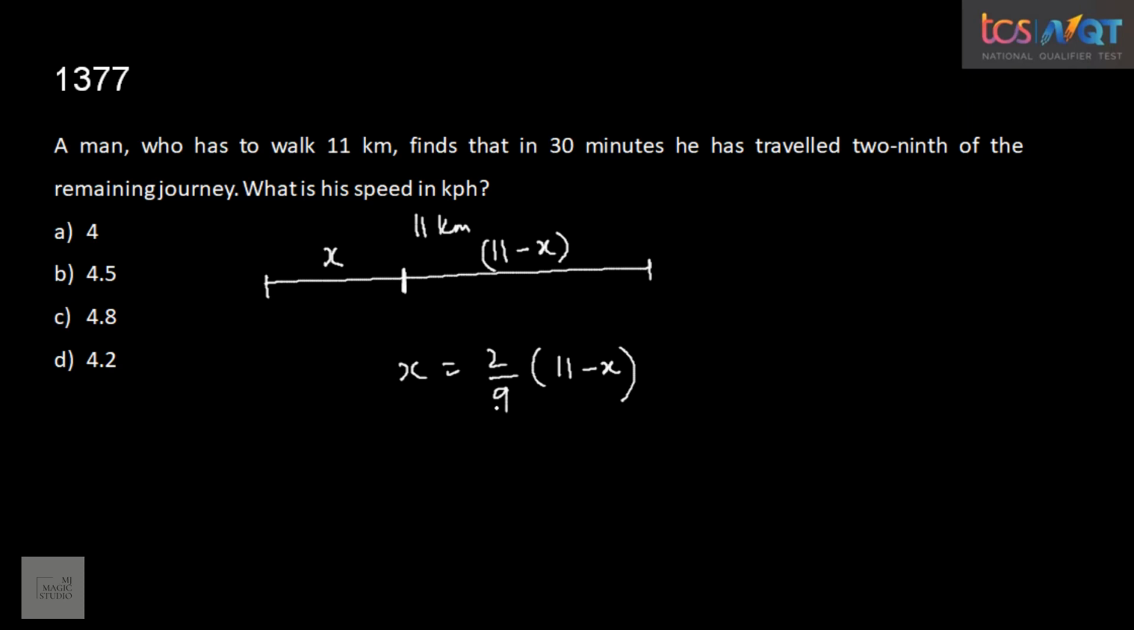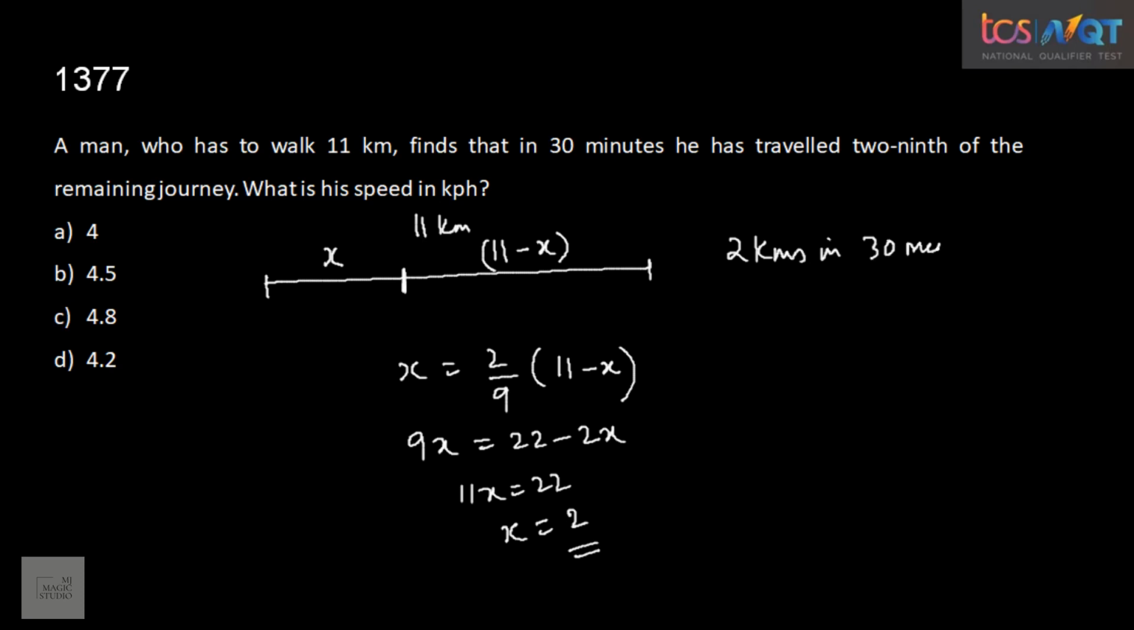You know that x equals 2 by 9 into 11 minus x. 9x equals 22 minus 2x. 11x is 22. x is equal to 2. He has traveled 2 kilometers in 30 minutes. His speed per hour is 2 by half, that is 4 kilometers per hour. Option A fits in.